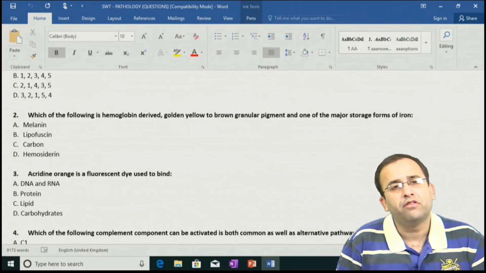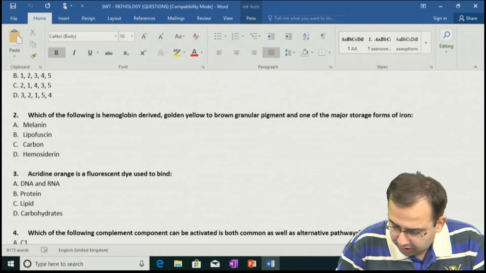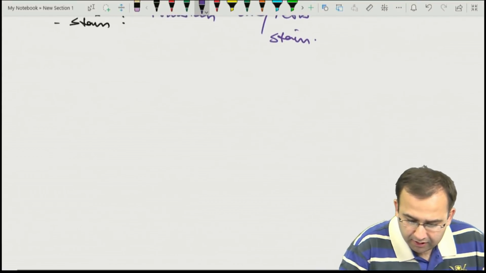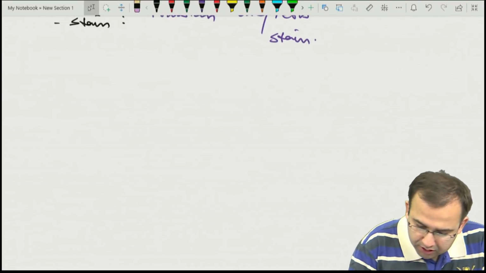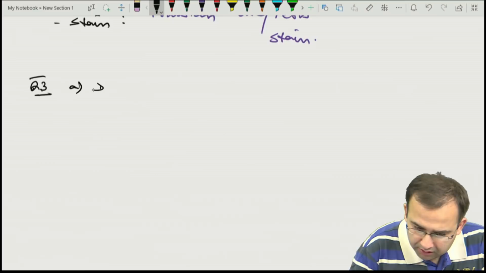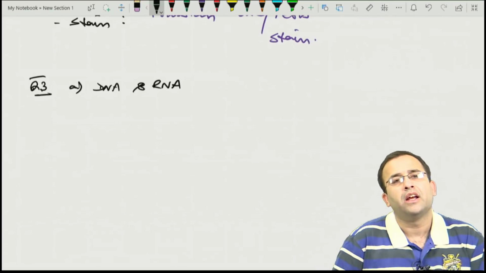Acridine orange is a fluorescent dye used to bind DNA and RNA. Question number 3, the answer is A, that is, it is used to bind DNA and RNA.